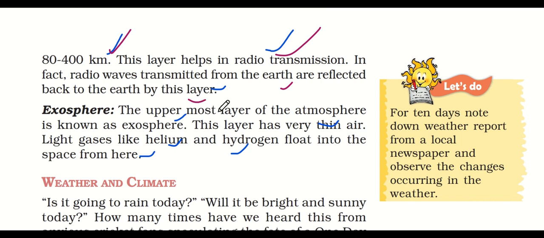Next is exosphere. The uppermost layer of the atmosphere is known as exosphere. This layer has very thin air. Light gases like helium and hydrogen float into the space from here. Helium and hydrogen gases are important elements that made the tiny bodies that we call planets in the solar system. So from where are this helium and hydrogen gas coming? From exosphere.